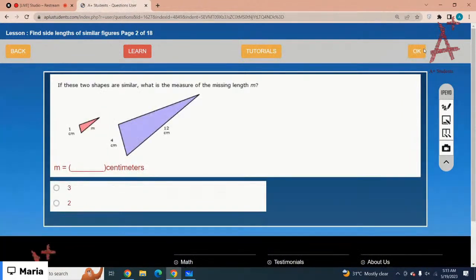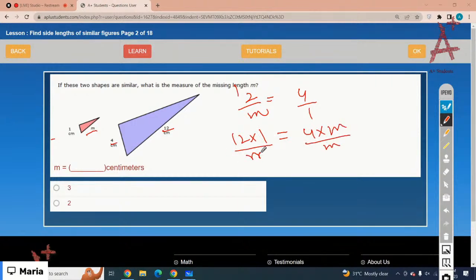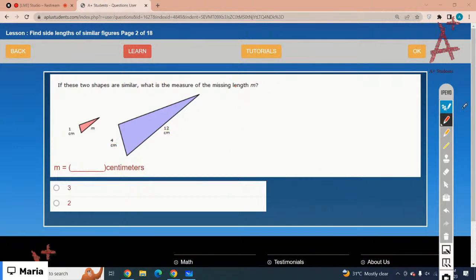Okay, the next one is if these two shapes are similar, what is the measure of the missing side length? So 12 and m are similar, and 4 and 1 are similar. Just do cross multiplication and divide both sides by 4. 4 times 1 is 4, 12 times 1 is 12, 12 divided by 4 equals 3. So m equals 3. Correct option is m equals 3.